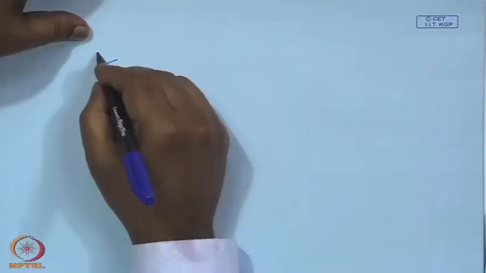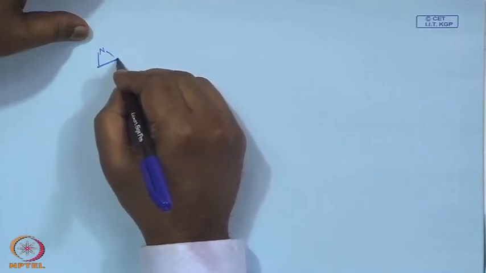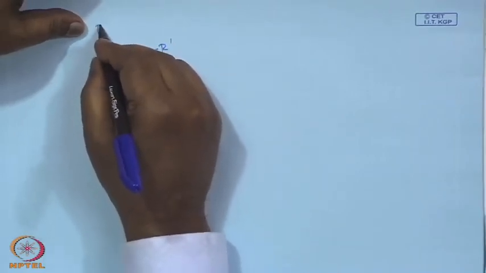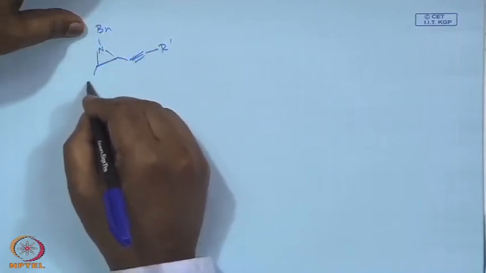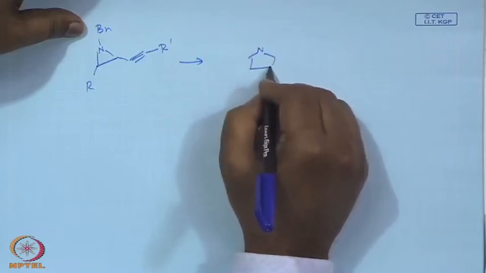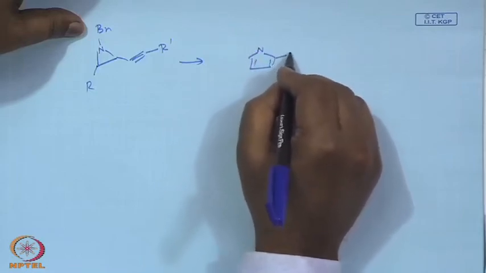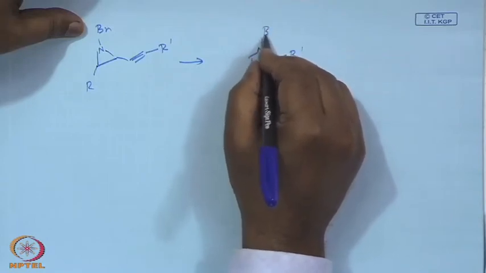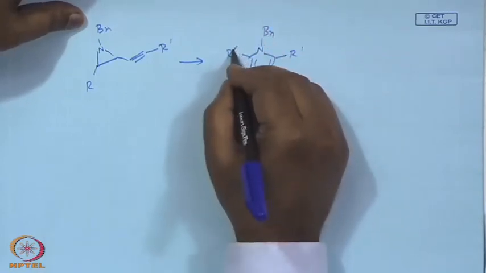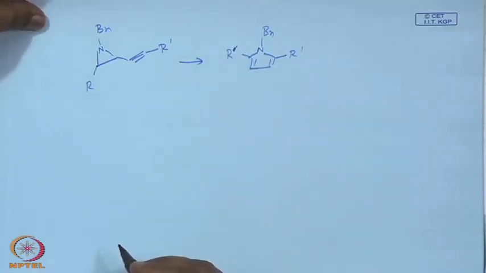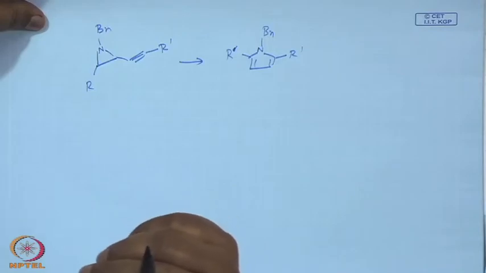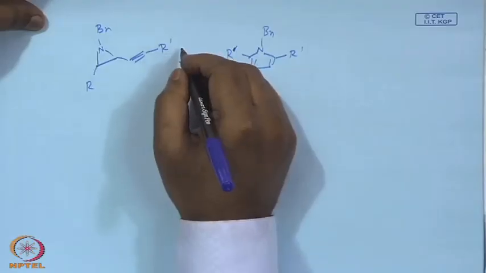If you take this aziridine here, and then you take an alkyne bond, nitrogen, and this is benzyl, R. What you will find is that in one step one can produce this pyrrole ring system, with benzyl here and this is R. What is the mechanism? In this case, how do you do it?